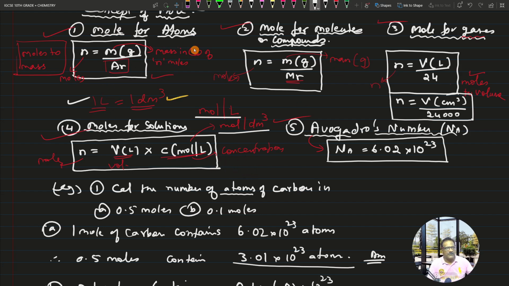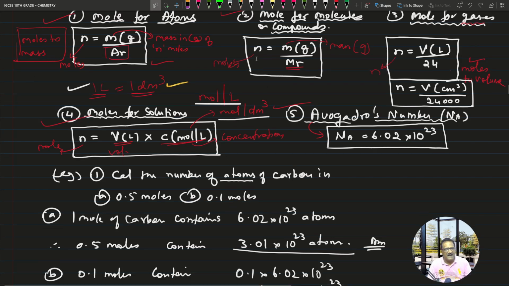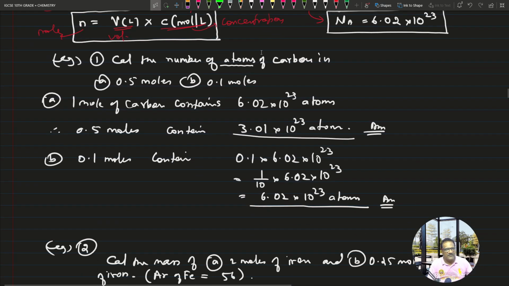So these four formulas are something that we are going to play around with. And let us get started with the very first numerical. And all these numericals are from your course book itself. Some of them are worked out examples and some of them are exercise problems.